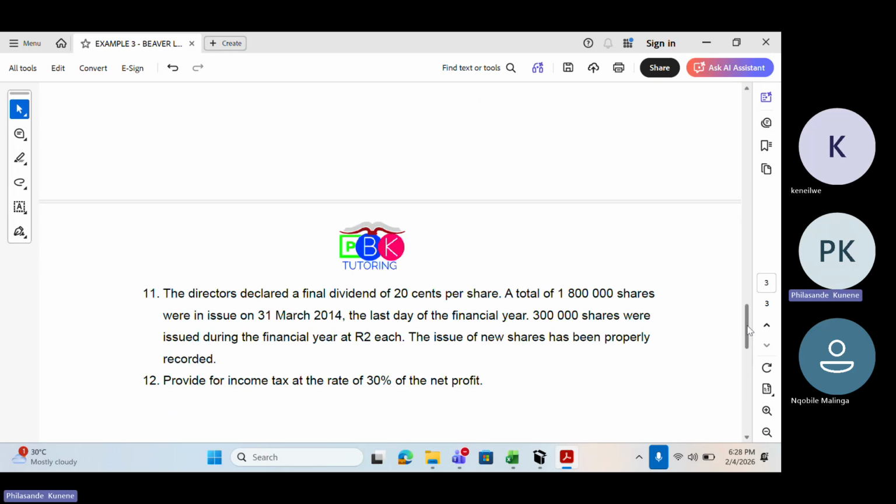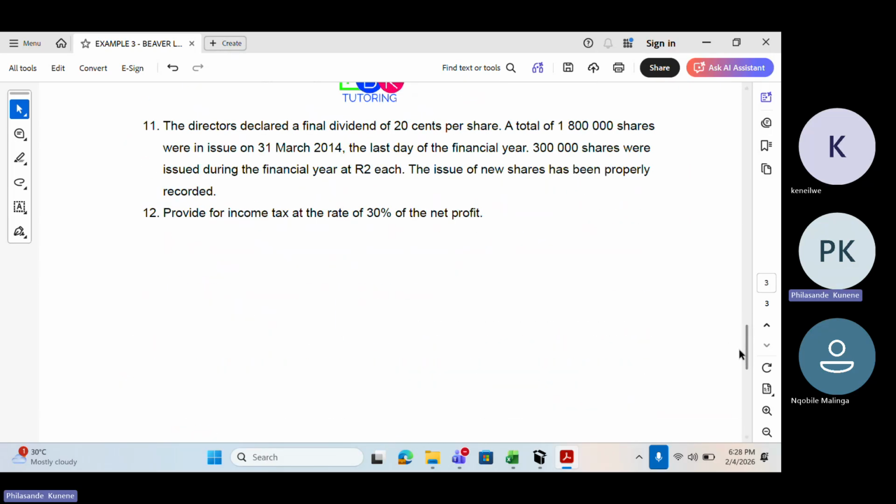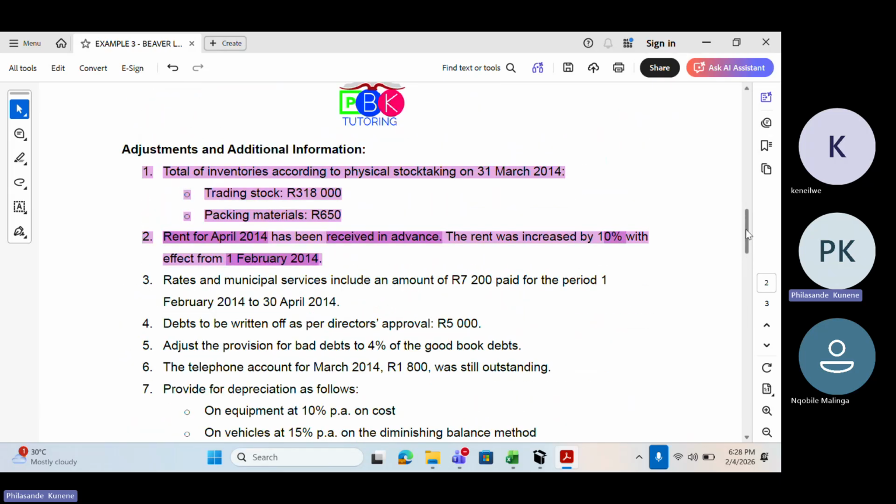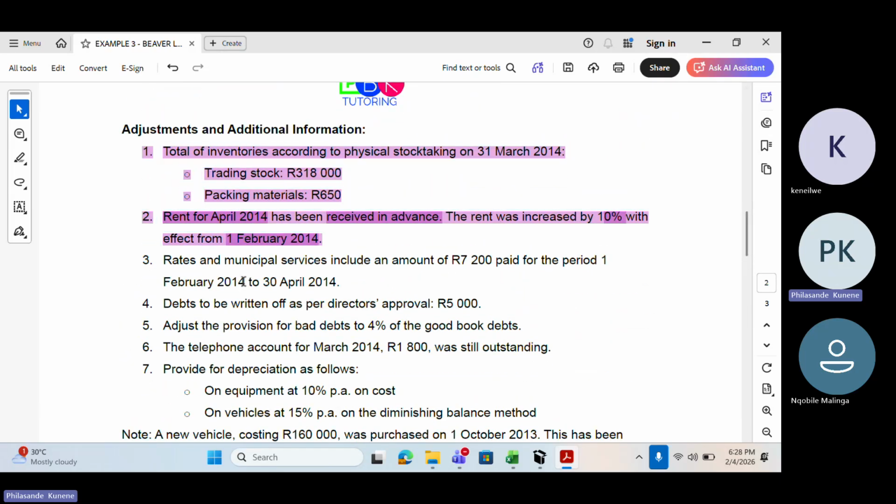I don't want you to go through all the transactions and do income statement, and then after that go through all the transactions again and do the balance sheet. That's not the way of doing it. One transaction, you must treat it in both scenarios, income statement and balance sheet. Very good, Kinelo, on this one.